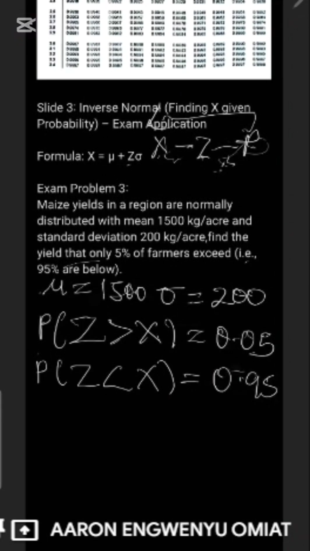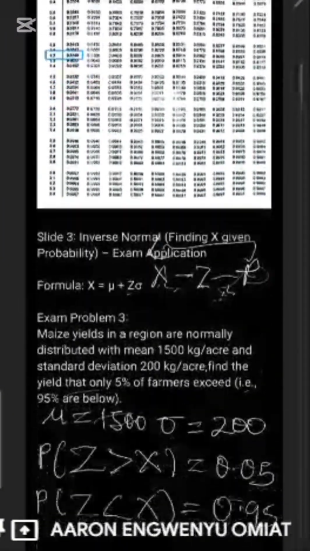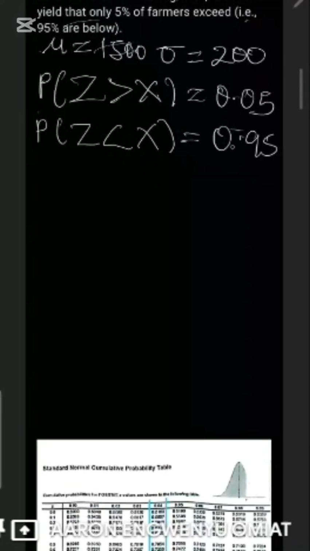If they didn't tell you this in brackets, you could also calculate it as 1 minus 0.05. We are just changing the direction, because less is what appears in the cumulative table. They don't show above. So now that we know this, we go ahead to our cumulative table and look for the probability 0.95, and we see what Z value it corresponds to.